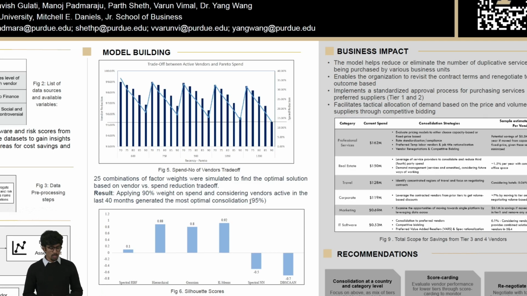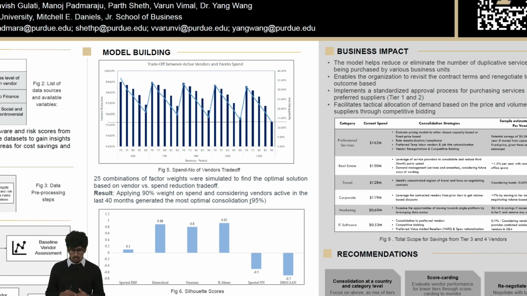Thank you, Tavish. Now coming into model building, I first want to touch base on the graph that you can see on the screen, where on the x-axis we have the recency of the vendors along with the total weight that we'd want to apply on the spend metric in increments of 5. And on the left vertical axis we have the total vendor base reduction, and on the right vertical axis we have the total spend reduction.